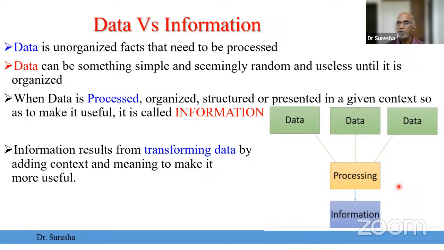A mall person is required, you process the data with a particular purpose. A theater person will process the data with another requirement. So like that, requirement will keep on changing. So data becomes information depending upon the requirements. Simple word. So processed data, you can remember, it's information. So information results from transforming data by adding context and meaning to make it more useful, more meaningful. That is most important. Or when data is processed, organized, structured, or presented in a given context so that it makes it useful, it is called information.